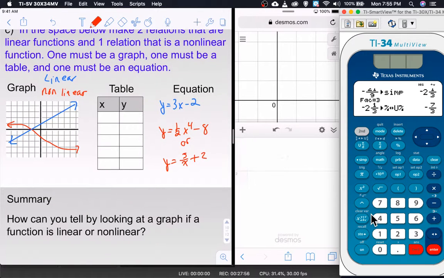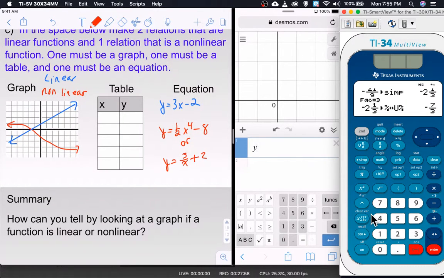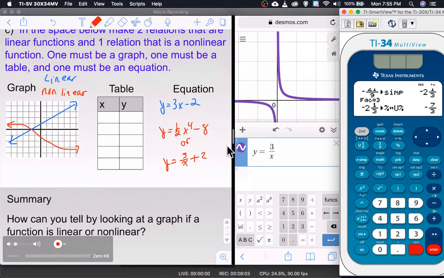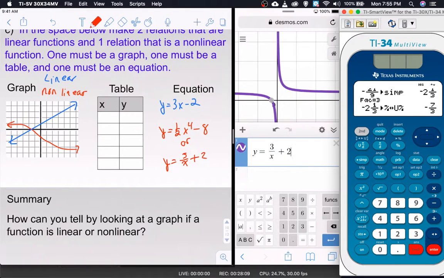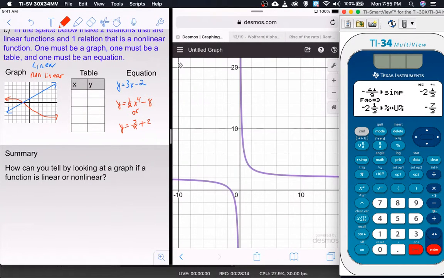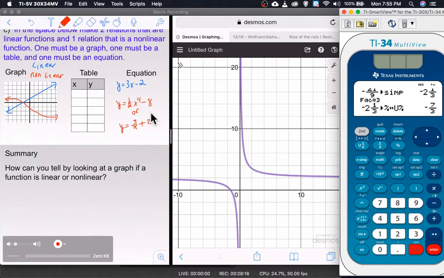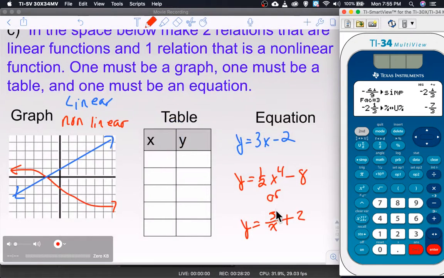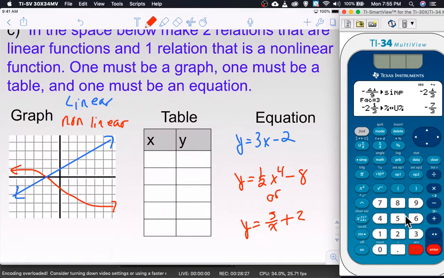Y equals 3 over x. Look at it already. That's a big old curvy weird thing. Plus 2. All the plus 2 does is it just raises the function up a little bit. It changes the y-intercept. But check that out. Nonlinear. Because this function cannot be written in slope-intercept form. There's no way to get this x back up to the top to make it like normal slope-intercept form. Okay, non-linear.